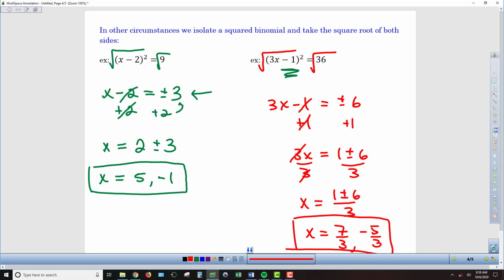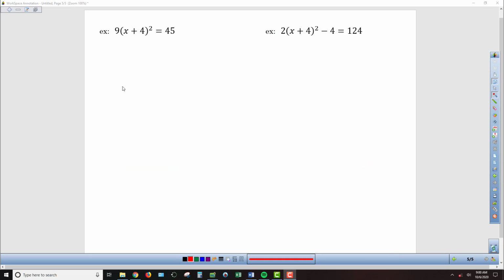So it's just a little trick to not do the 1 plus or minus 6 too early and get the two answers that we then divide later. We could do the division first and then do the plus or minus to close things out. So sometimes we do need to isolate that squared binomial before taking the square root of both sides. We can see that circumstance in both cases here.